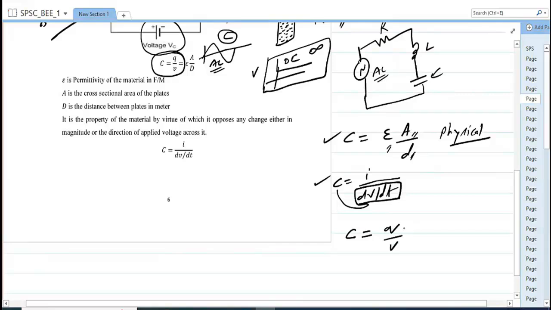I mean, this stored charge Q, and for storing this charge, this much amount of change in voltage is required. Means V2 minus V1, old voltage minus new voltage, change in voltage is required to store this much amount of charge. So there are 3 formulas for capacitance. You can use them accordingly.